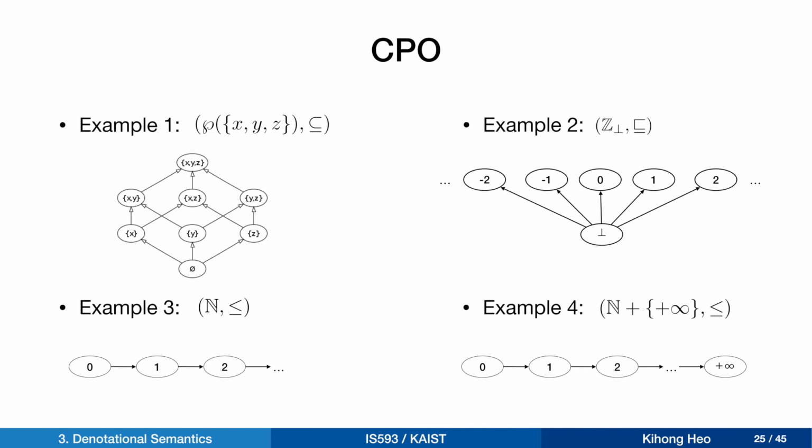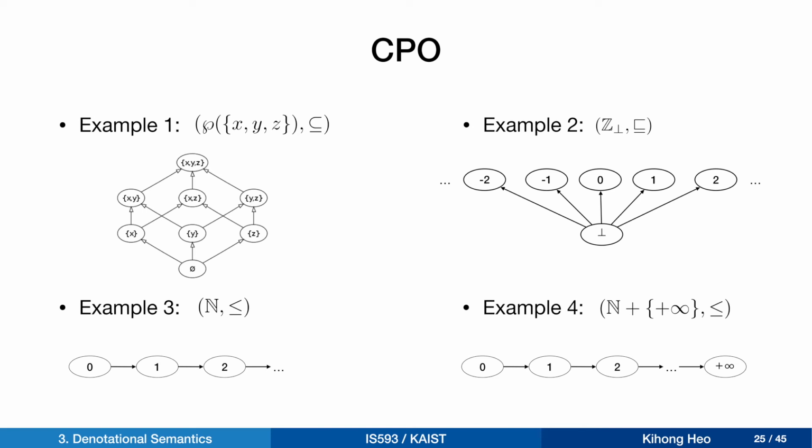Then let's take a look at the same set of examples. Among these four posets, which one is a CPO? Let's take a look at this one by one. So for the first example, there are many chains, as you can see. For all chains, the least upper bounds of the chains are in the set. We have to check this part.